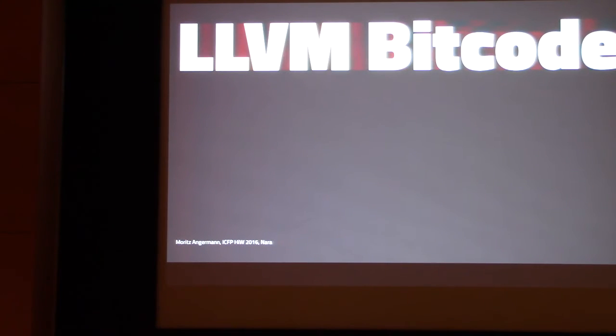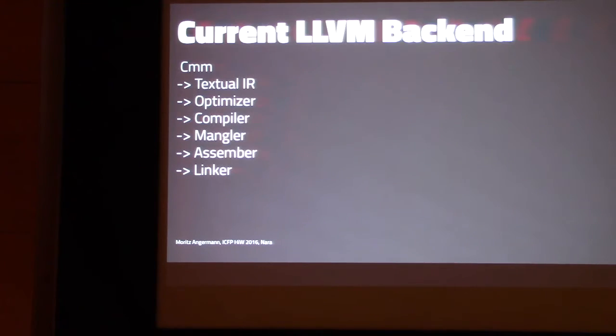Okay, so I talked about the plugins this morning, and this is basically why I'm doing this plugin stuff. So we have this LLVM backend, and that currently works like this. You take the CMM, then we turn that into textual intermediate representation for LLVM. Then it runs through the LLVM optimizer, through the LLVM compiler.